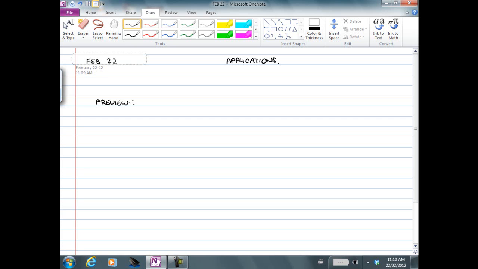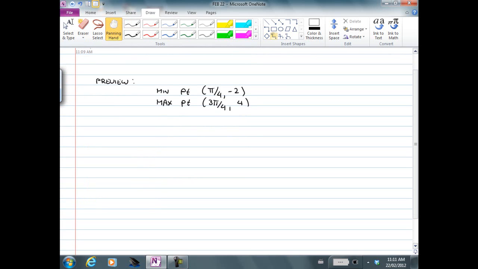It says this. There's a graph. The minimum point was pi by 4, comma, negative 2. Max point 3 pi by 4, comma 4. And I said the best way to do this is draw a rough sketch. So guys and girls, go ahead, draw a rough sketch of this right now.